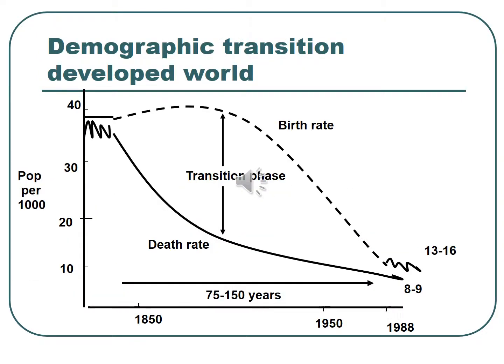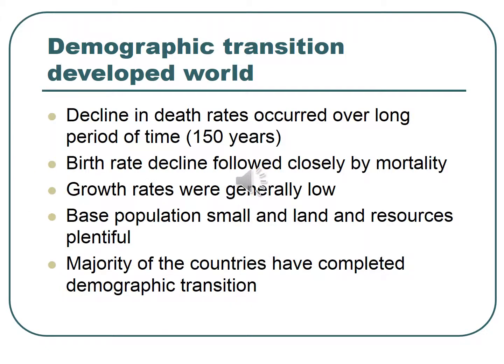This graph depicts a typical demographic transition curve of a developed country. Referring to the previous slide, the decline in death rate occurred over a long period of time. In this example, over 150 years. The birth rate decline followed closely by mortality. The growth rates were generally low. The base population was small, with vast land and abundant resources. Majority of the developed countries have completed this demographic transition pattern.